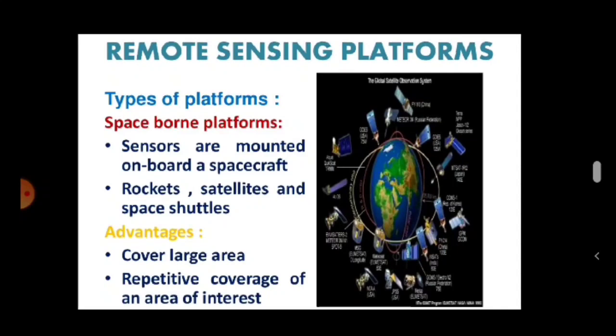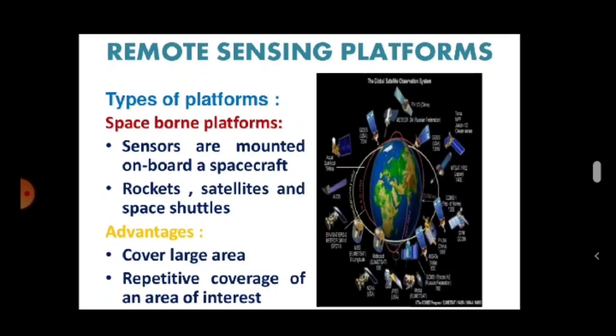So I mentioned push broom scanners when it comes to SPOT. Then when it comes to push broom scanners, I would like to look into some advantages and disadvantages of this type of scanner.